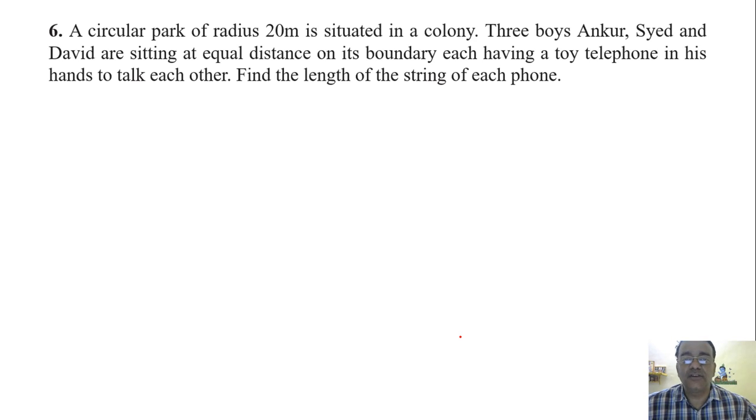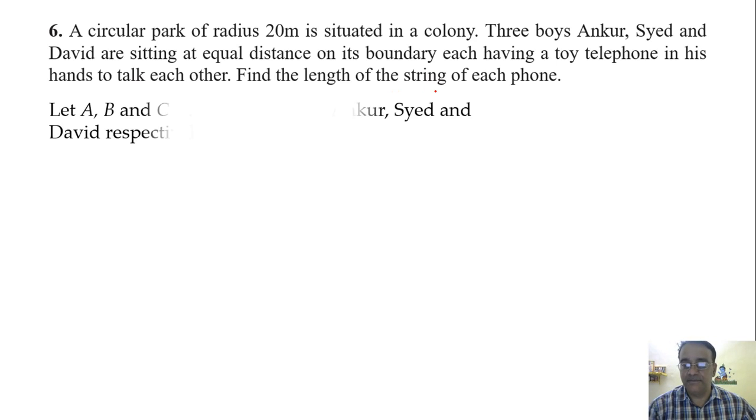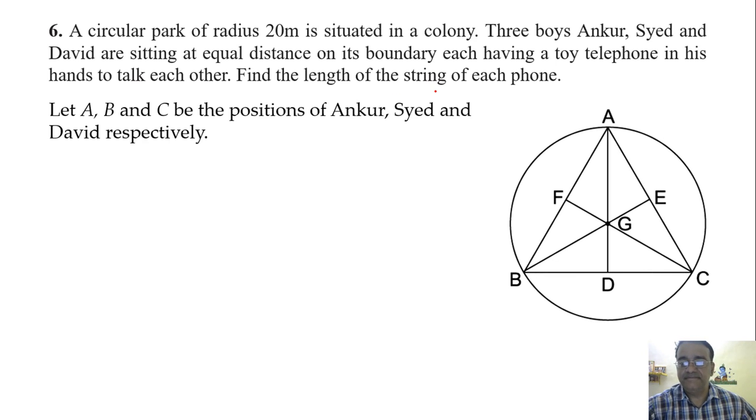A circular park of radius 20 meter is situated in a colony. 3 boys, Ankur, Said and David, are sitting at equal distance on its boundary, each having a toy telephone in his hands to talk to each other. Find the length of the string of each phone. So this is the diagram.